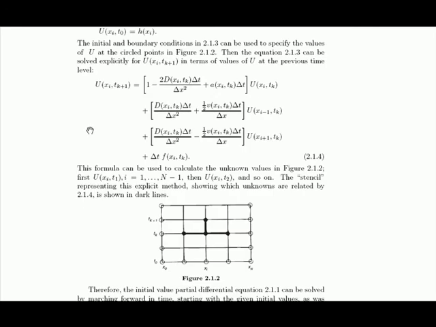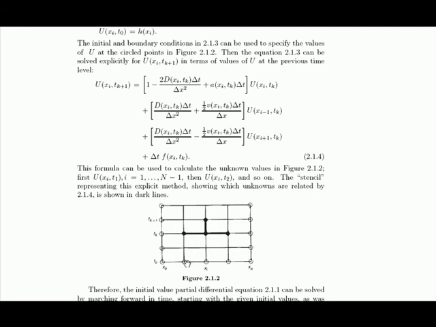This is called an explicit method because we can explicitly solve it for u of x_i, t_(k+1). Now, notice there were no t_(k+1)s on the right-hand side, so it's an explicit method. So we can solve for u at x_i, t_(k+1) in terms of the solution at the previous time step. So we have a stencil represented by this diagram here.